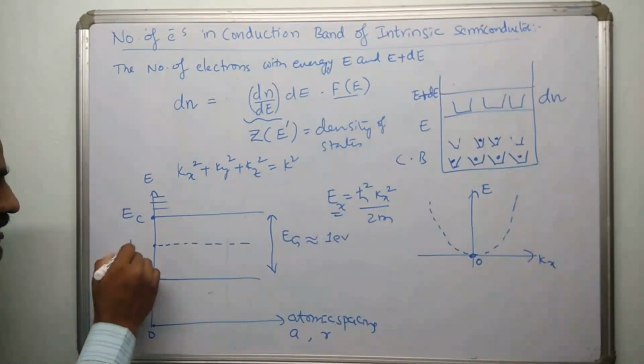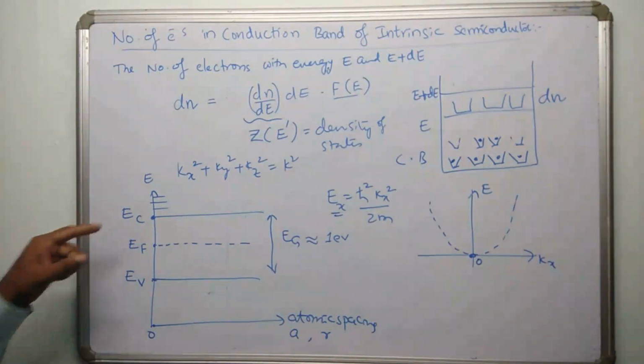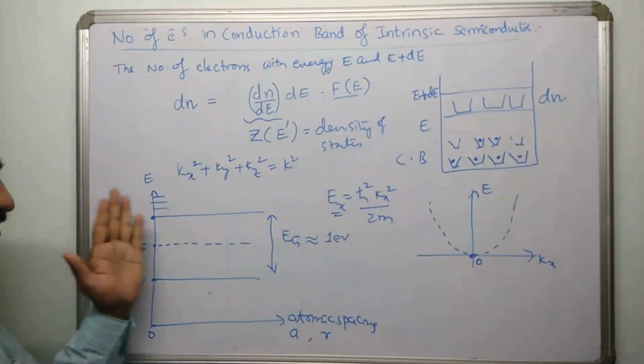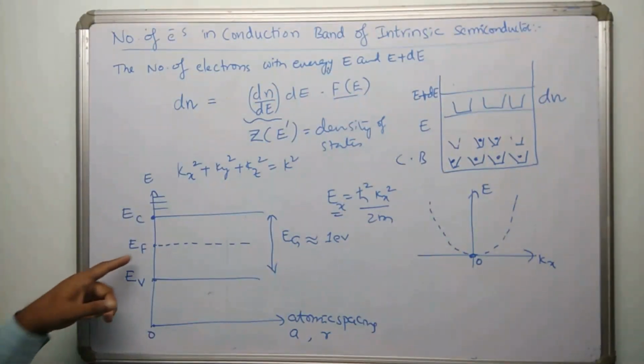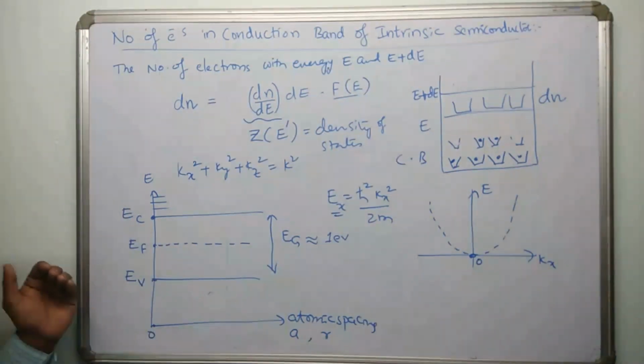So this point is what we call Fermi energy, EF. It actually lies midway between the conduction band edge and valence band edge. We are going to derive this later. After we calculate these things, we can know the exact location of this Fermi level, EF. So this is going to be the situation.